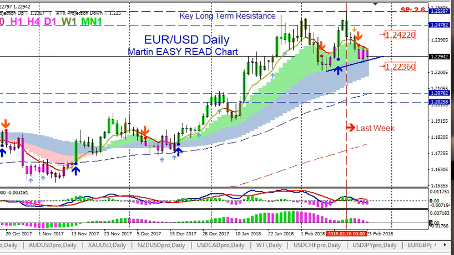Okay, let's get to the meat and potatoes of this week's video. We usually start with the EURUSD. This is the daily chart, and that means that each and every candle that you see is 1 day's worth of trading. Notice I have a red vertical line right here.